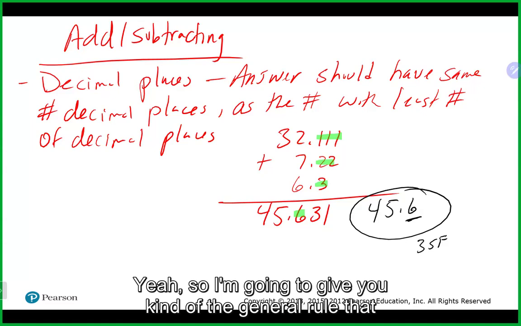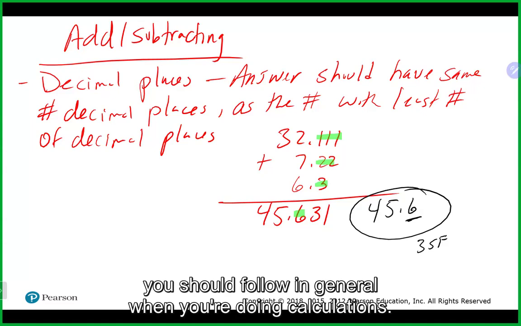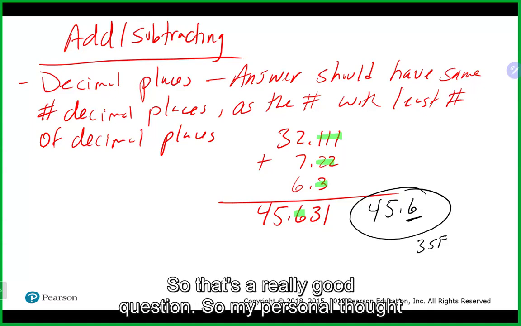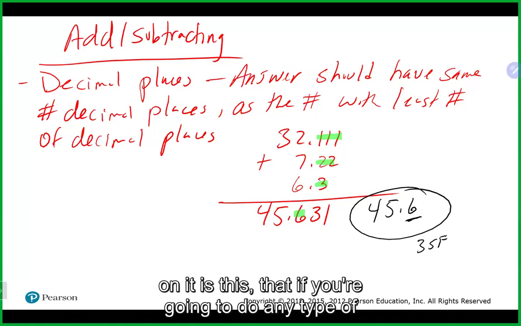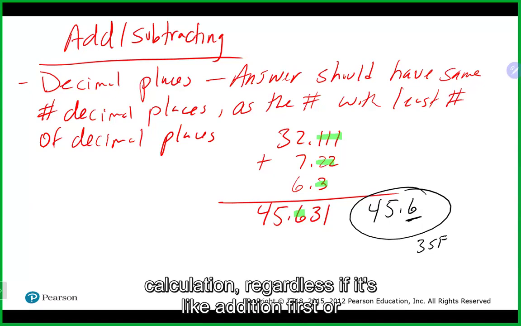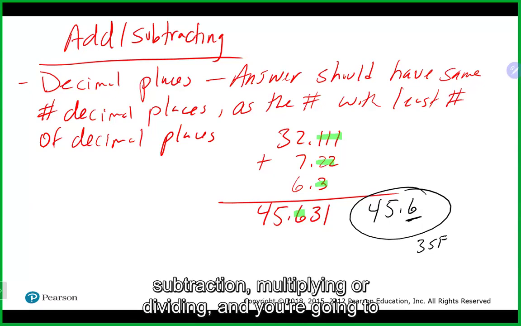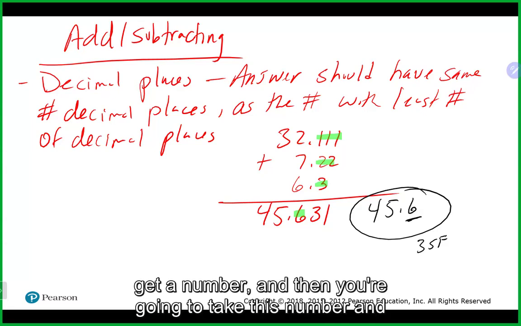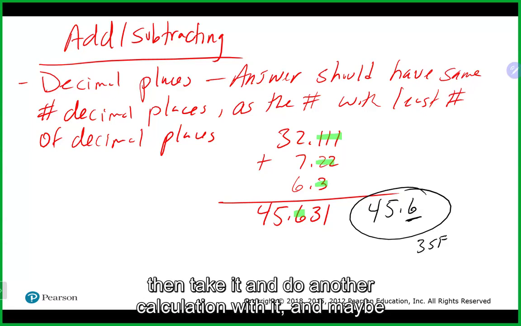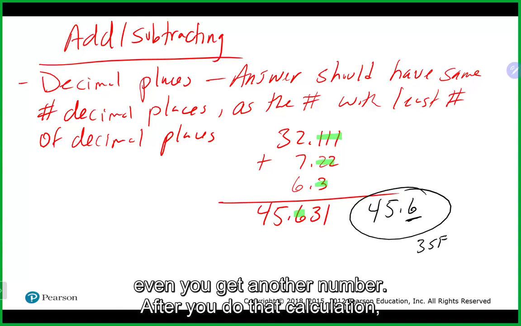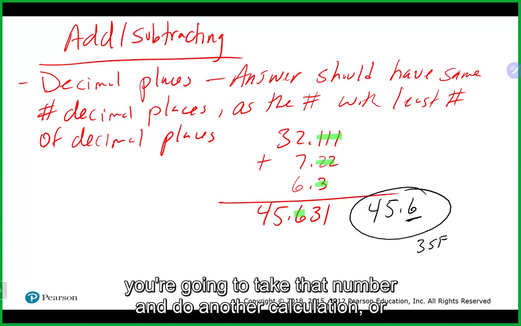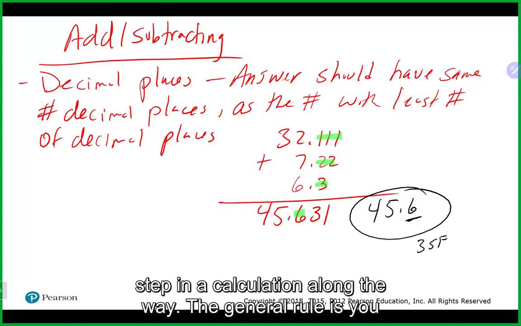So I'm going to give you the general rule that you should follow when you're doing calculations. It's a really good question. My personal thought on it is this: if you're going to do any type of calculation, whether addition, subtraction, multiplying or dividing, and you get a number, and then you take this number and do another calculation with it, and maybe get another number, and do another step along the way.